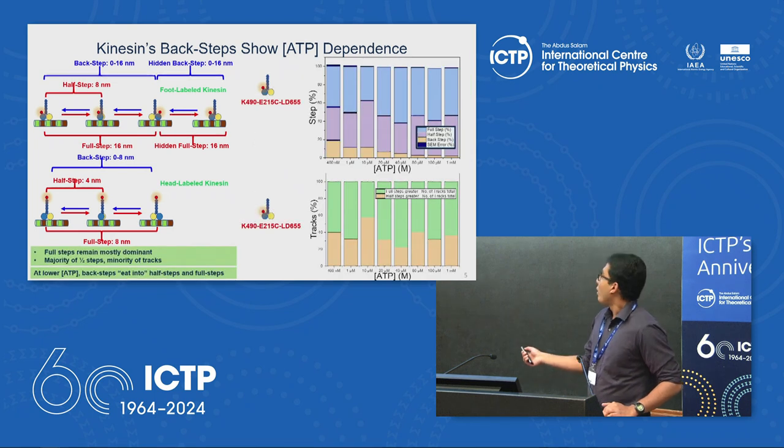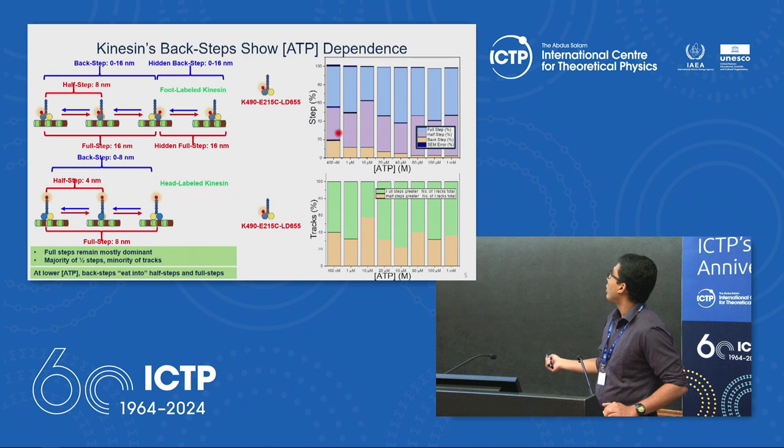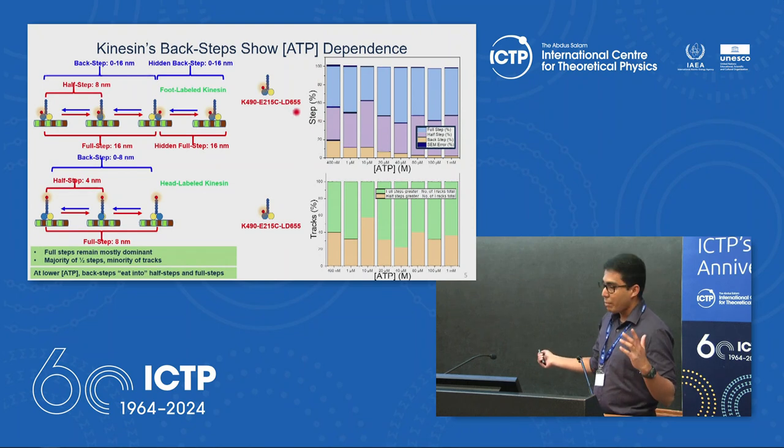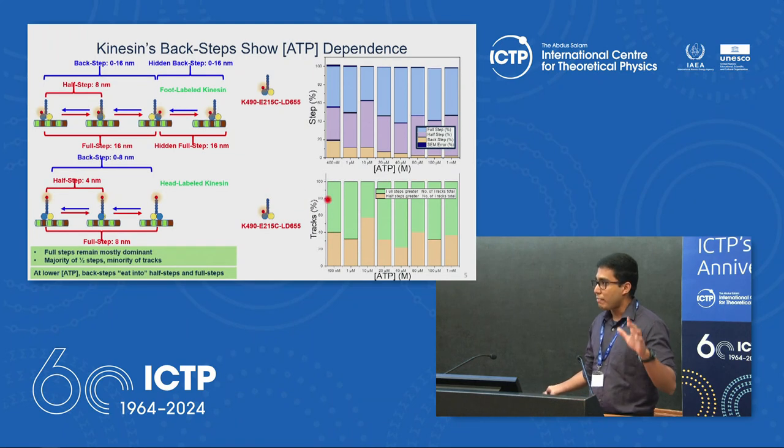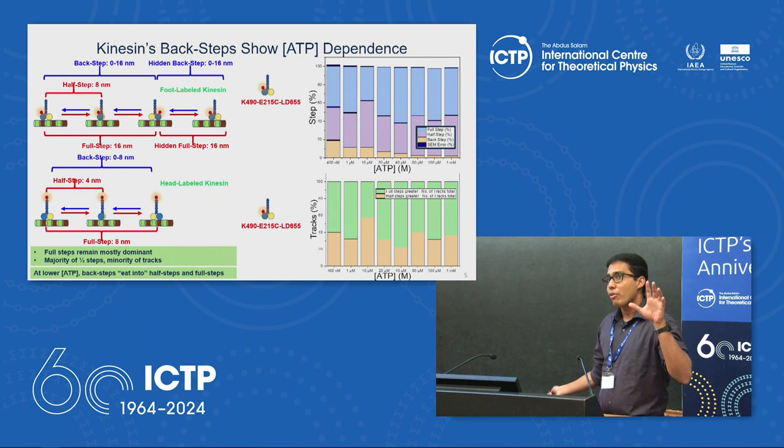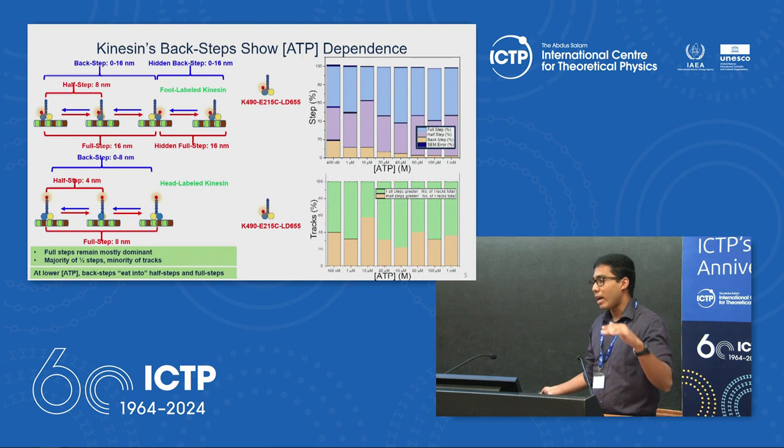When we look at the backsteps in relation to the half steps and the full steps, we notice that the backsteps eat into the half step and full step percentages, and that there's no ATP dependence on the full steps and the half steps. When we quantify the full steps and half steps in relation to the track statistics, we notice that a minority of the tracks account for a majority of the half steps.